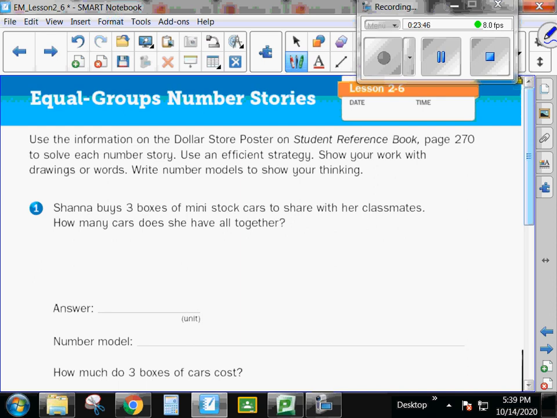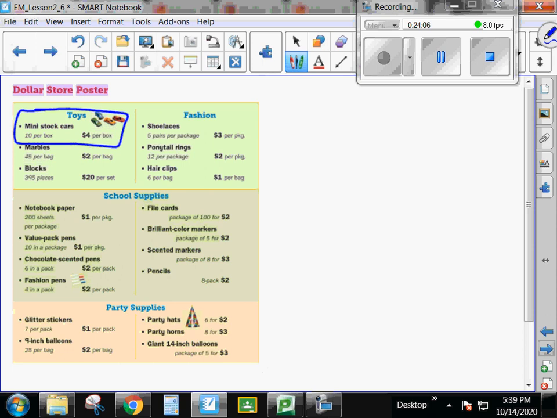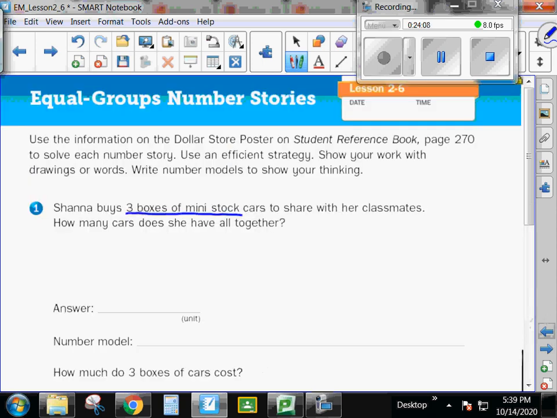So in this one it says, Shanna buys 3 boxes of mini stock cars to share with her classmates. How many cars does she have in all? You know she has 3 boxes of mini stock cars. I'm going to go to the poster and find those mini stock cars right here, and it says that there are 10 per box. All right, so you might want to jot that information down. Okay, there's 10 per box. That's the information that you're going to need.